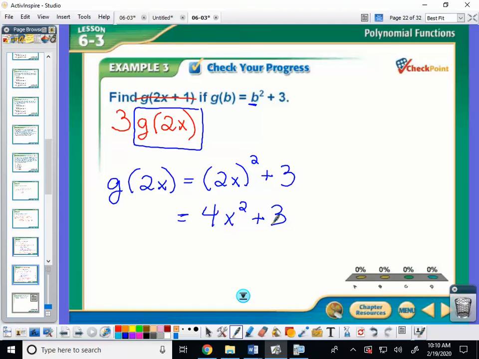According to my problem, I'm asking you to now multiply by 3. So let's take this expression and multiply by 3. I'm going to multiply each of those terms by 3. So 3 times 4x squared is 12x squared, and 3 times 3 is 9. So 12x squared plus 9.